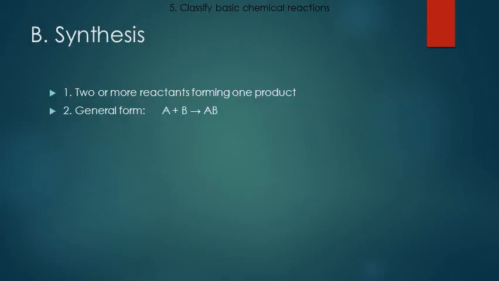So the general form, just using some generic symbols here, would be A plus B, where A and B could be elements or compounds. A lot of times they are elements, and then they combine to form a compound of A, B put together. So some examples of this would be the formation of water from hydrogen gas and oxygen gas. I'm not showing the physical states here, but notice the key here is we just have one product.